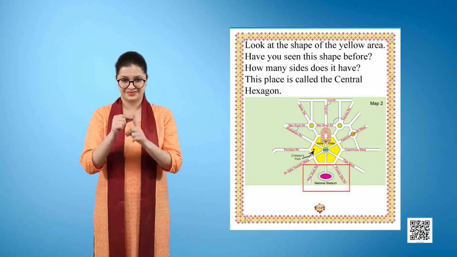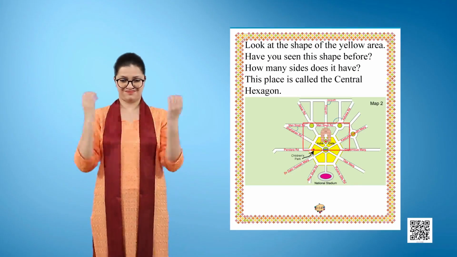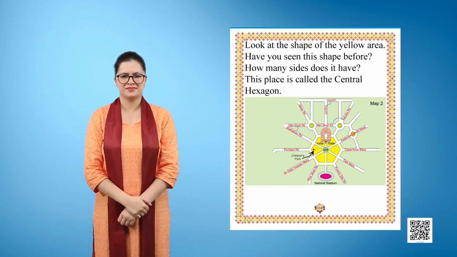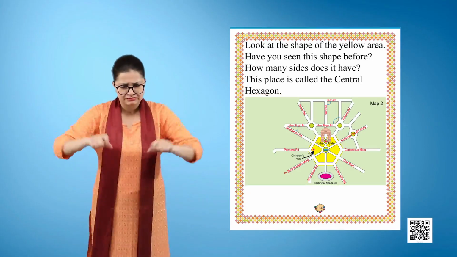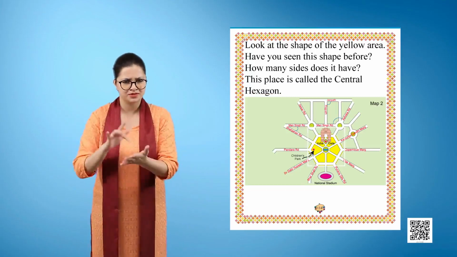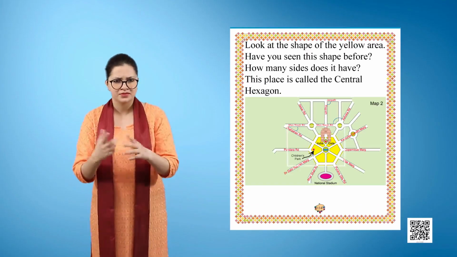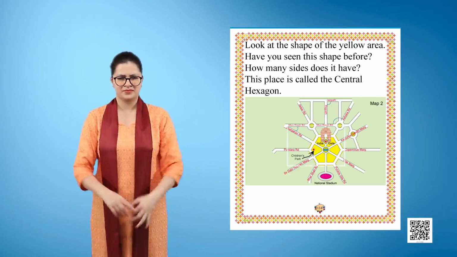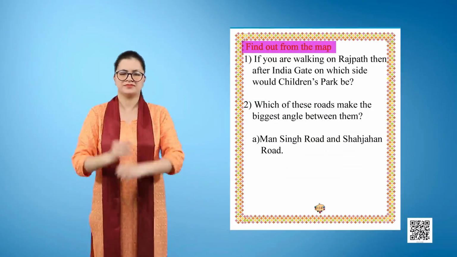We see again the places like National Stadium and India Gate clearly marked on the map. Also, many roads are now visible because it's a zoomed-in version of the map. In the center lies the Central Hexagon, marked in yellow. Also, notice Children's Park in the same area, which has been starred. Find out from the map.